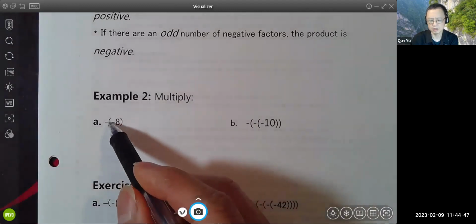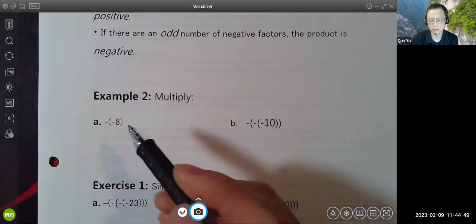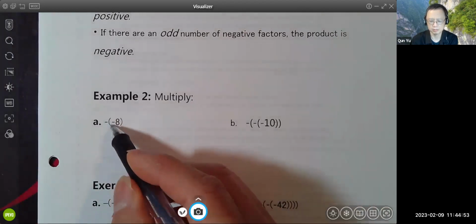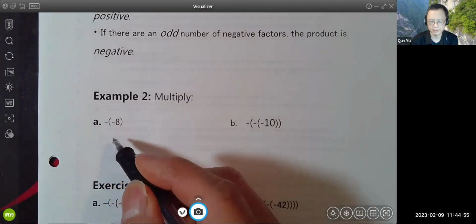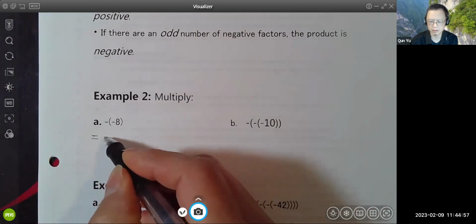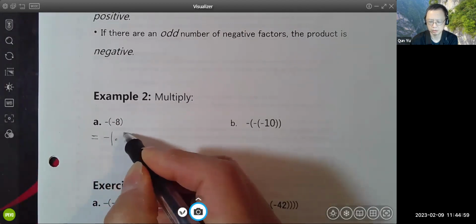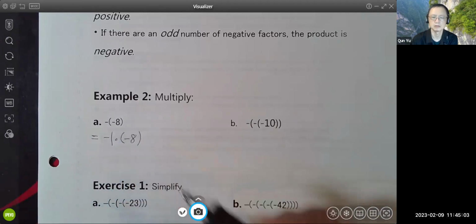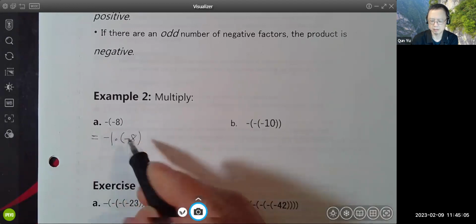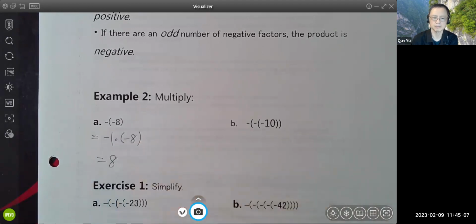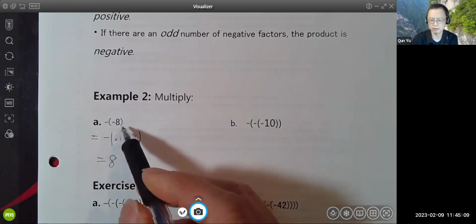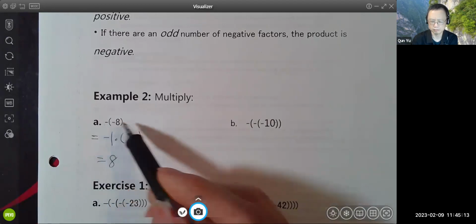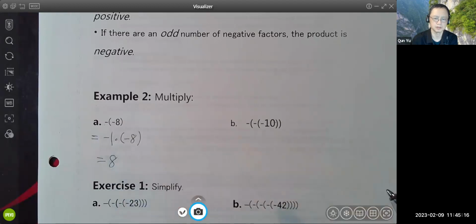Here we don't have a number outside the parentheses. In algebra, if you don't have a number outside the parentheses, it really means 1. So this one actually is -1 times the parentheses, whatever is inside, -8. So negative times negative will be positive, right? So next time when you see something like this, you just look at it as a negative. So the result is positive.